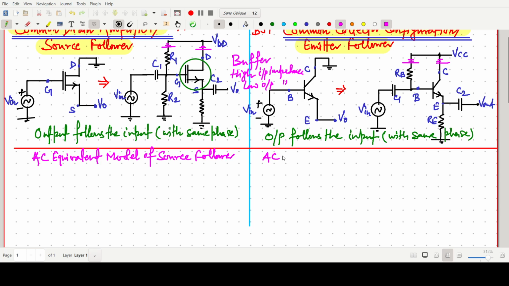And here I am writing AC equivalent model of emitter follower. Parallelly we will see how to draw the AC equivalent model for this one. Here this one is the transistor, MOSFET, and here this one is our BJT.